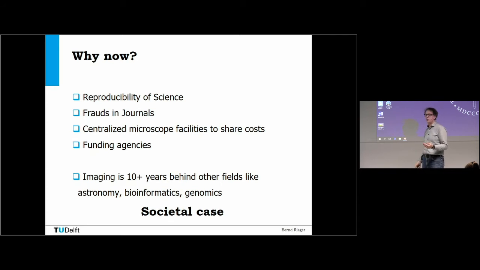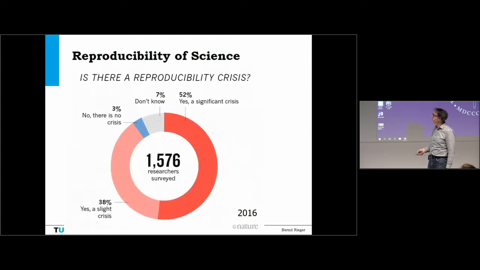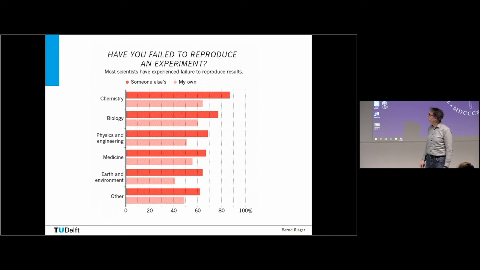So this is more a societal case compared to the science case, where the researchers themselves directly benefit. Now, why are these big things? Here's a survey from Nature that asked a bit more than 1,000 researchers whether there is a reproducibility crisis in science. 52 percent said a significant crisis, so that's a lot. Only a very small minority said there's no crisis, so that's not a good thing. And how was that based? They asked, for example, have you failed to reproduce an experiment?